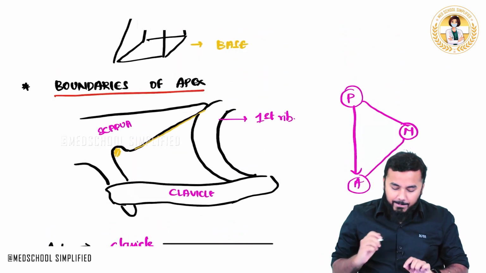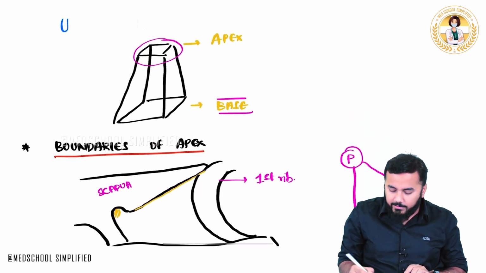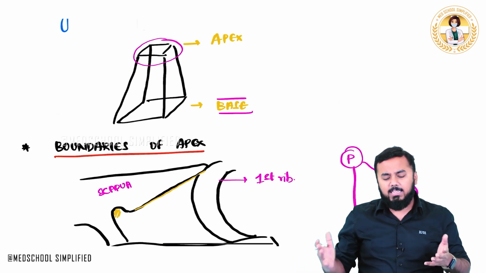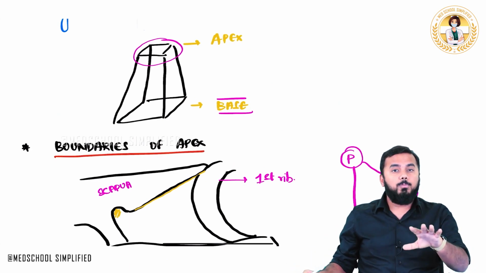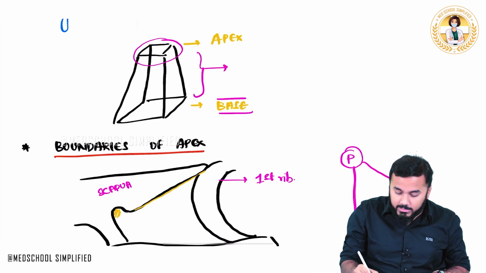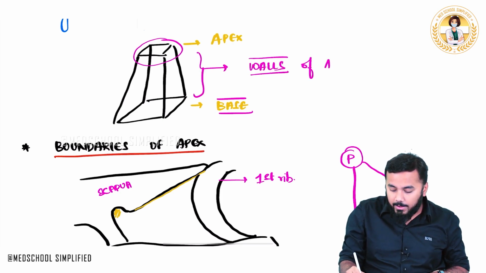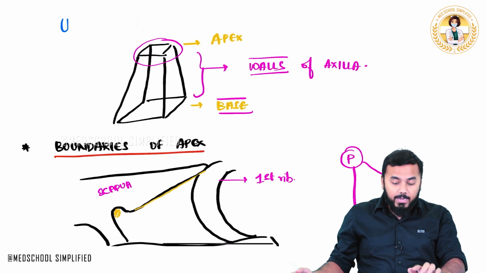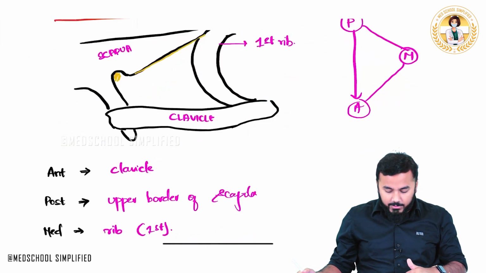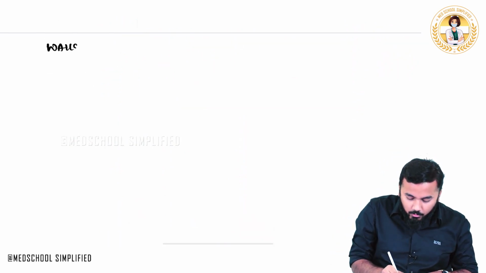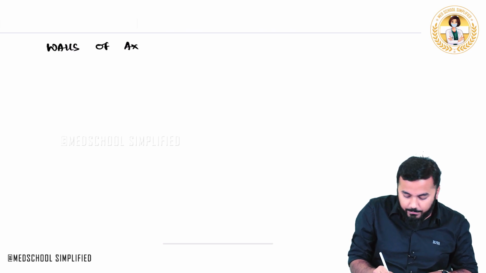Okay. After the apex, the next important thing we have got is the base. There is nothing much to discuss about the base, but the most important thing to discuss is about the walls. So this central region, whatever is there, these are your walls of axilla. Now, whenever you discuss these walls of axilla, first of all, let me write down the heading. These are called your walls of axilla.